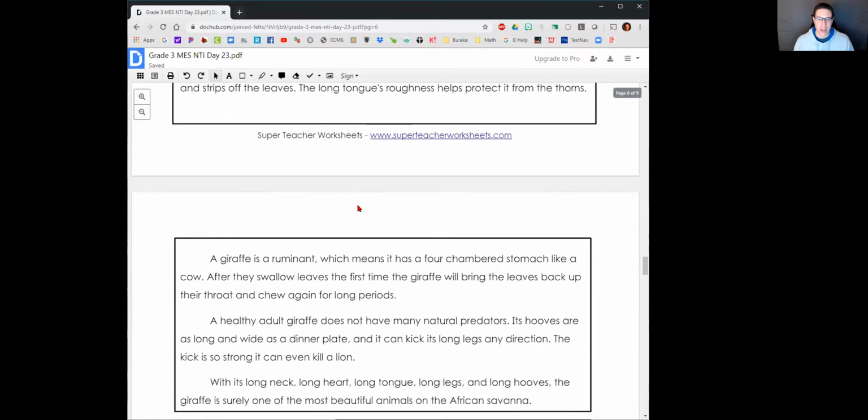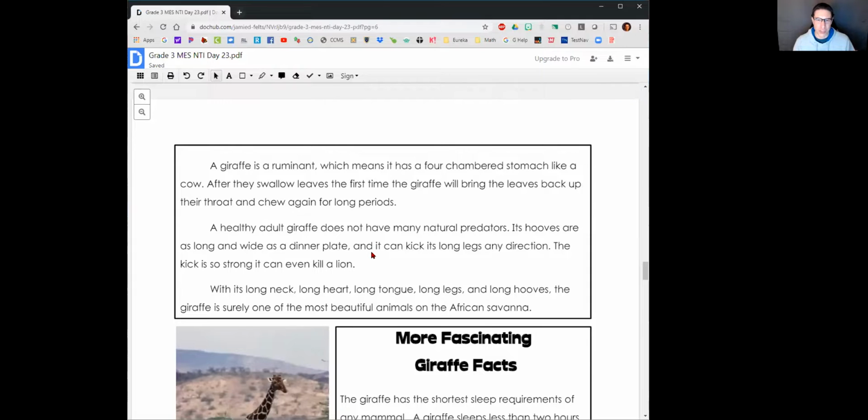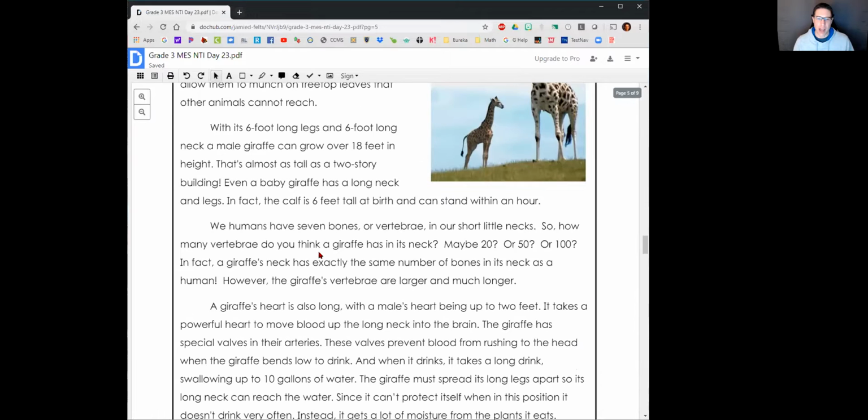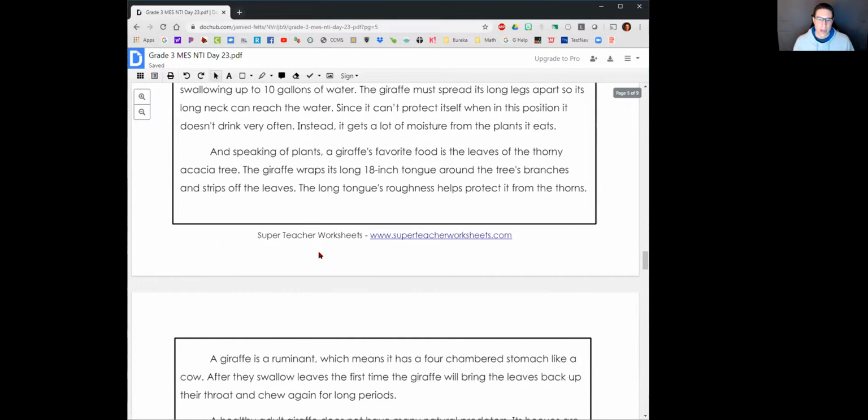That's amazing. Another part I thought was really interesting is on the second page here. A healthy adult giraffe does not have many natural predators. It can even kill a lion. Wow, that's pretty interesting. We'll take a look over that Long Giraffe nonfiction story.